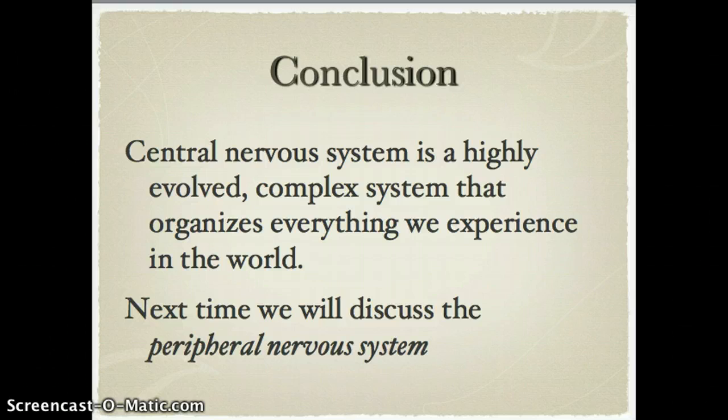Okay, so the central nervous system is a highly evolved, complex system that organizes everything we experience in the world. And next time we're going to talk about the peripheral nervous system.